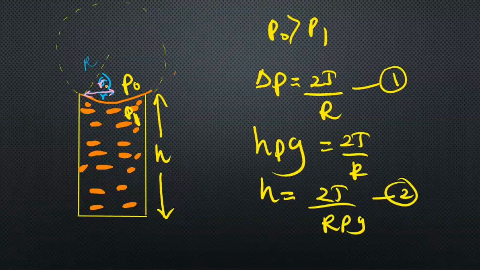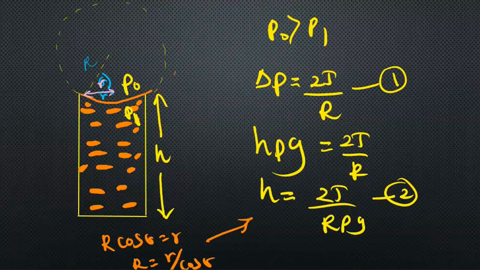Here you can see capital R cos theta equals simple R. So capital R equals simple R divided by cos theta, so we can apply it here. Then h, capillary height, capillary rise, will be equal to 2T over, replacing capital R by R over cos theta, 2T cos theta over R rho g. Here we get cos theta.